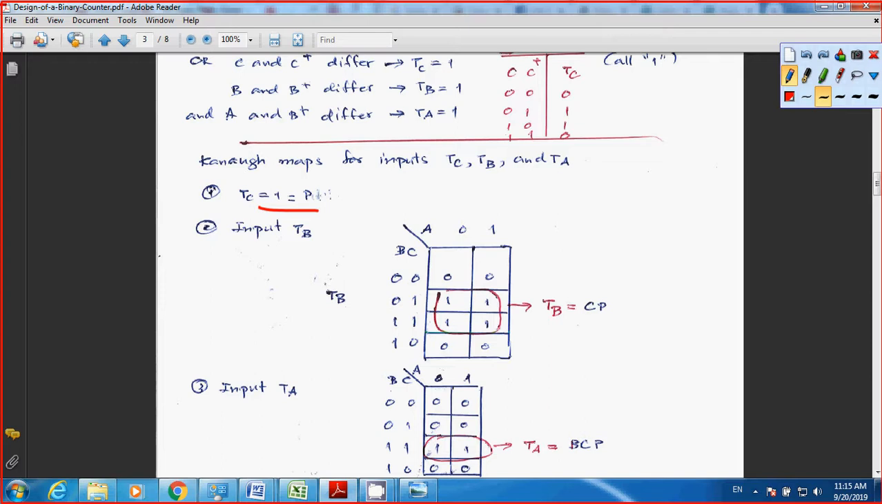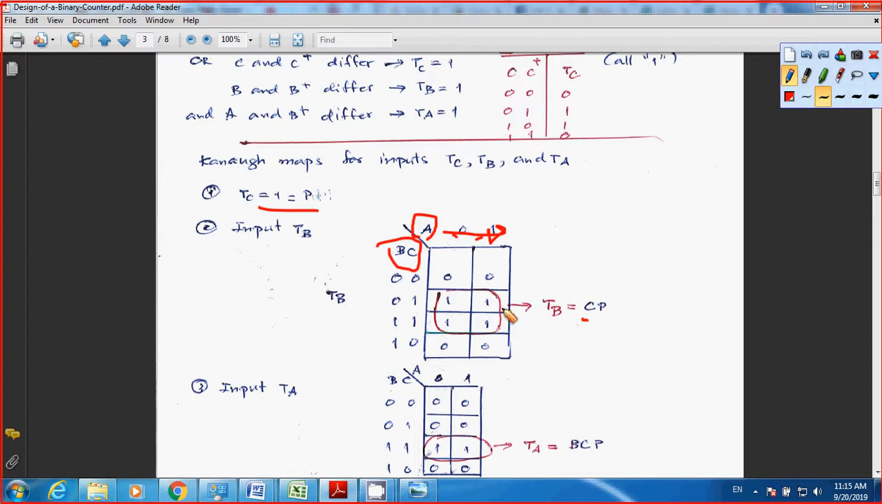And for the input TB, you can create the Karnaugh map with the 3 inputs A, B, and C. So A is 0 and 1. B is 0, 0, 1, 1. C is 0, 1, 1, 0. According to the truth table, you can create the Karnaugh map. And from this map, you can see that your TB is going to be C AND gate with pulse.